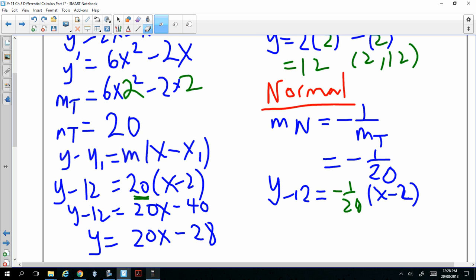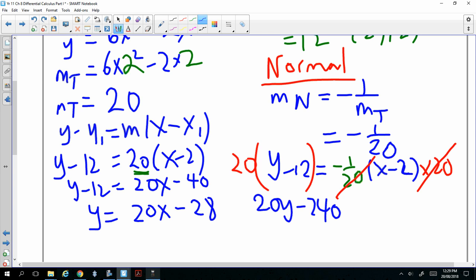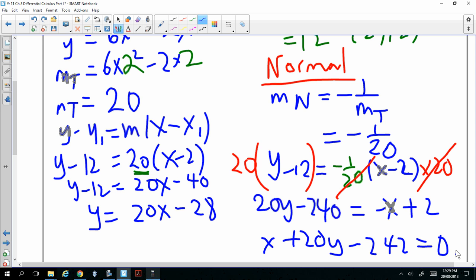Okay, good. Now, let's get rid of the denominator, so that we have the general form. Multiply both sides by 20. So you end up getting 20y minus 240 is negative x plus 2. And the equation of the normal in general form will be x plus 20y minus 242 equals 0. Right, that's the equation of the normal. Alright, that's the full work.